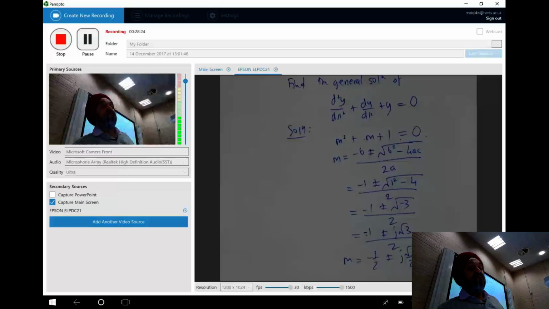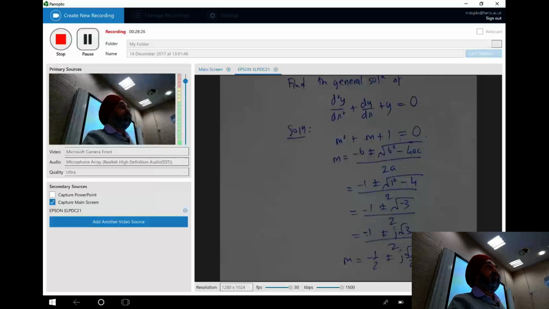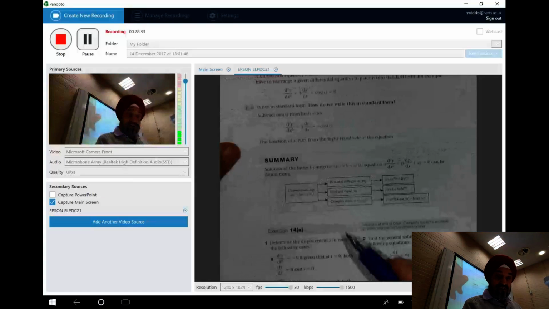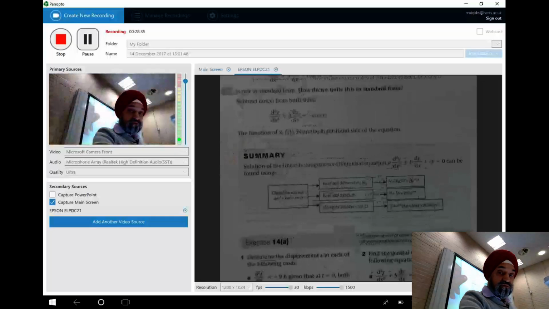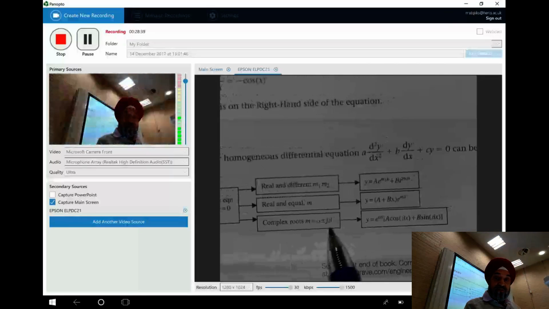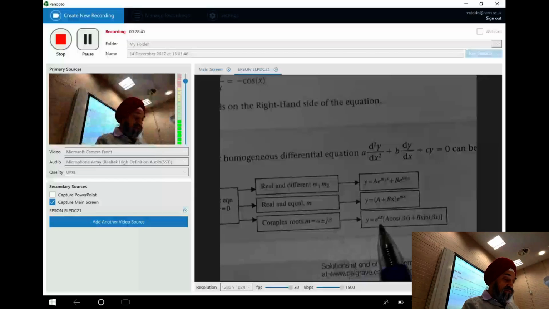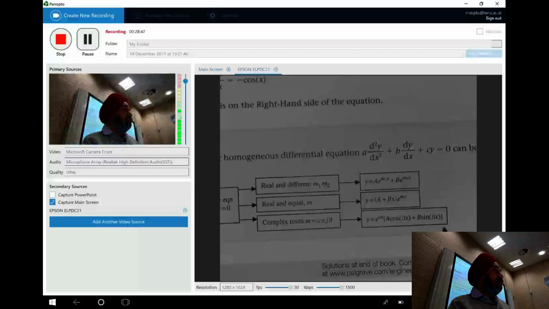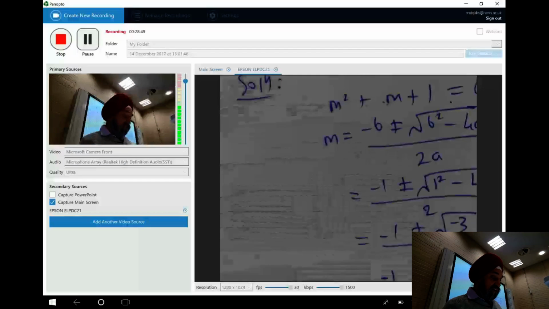So what type of solution have we got this time? Complex, we've got complex roots. So then you go down to your formula for complex roots, and you find m is equal to alpha plus or minus j beta gives you y is equal to e to the alpha x, a cos beta x plus b sine beta x. What is alpha and beta in this case?